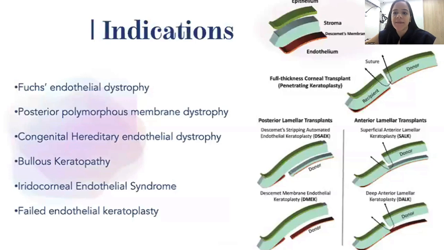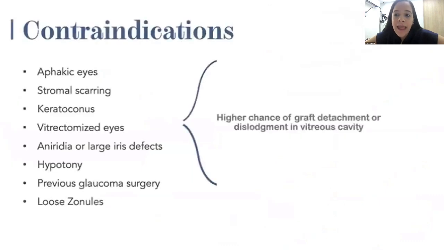So the ideal patients are patients with endothelial dysfunction, including Fuchs endothelial dystrophy, which is the most common. Also, the posterior polymorphous membrane dystrophy, pseudophakic bullous keratopathy, ICE syndrome, and any failed endothelial keratoplasty. There are some contraindications which we can talk about: aphakic eyes, stromal scarring, if you have a patient with keratoconus, vitrectomized eyes, hypotony, any patient with previous glaucoma surgery or loose zonules.